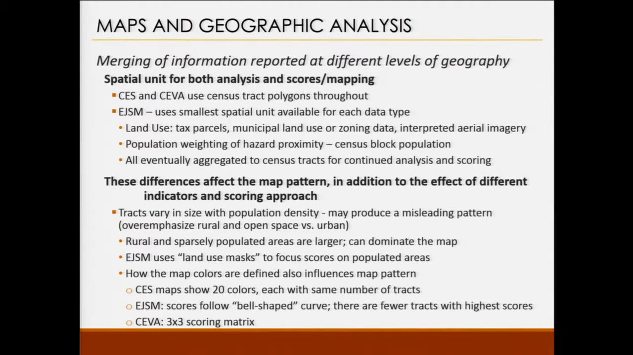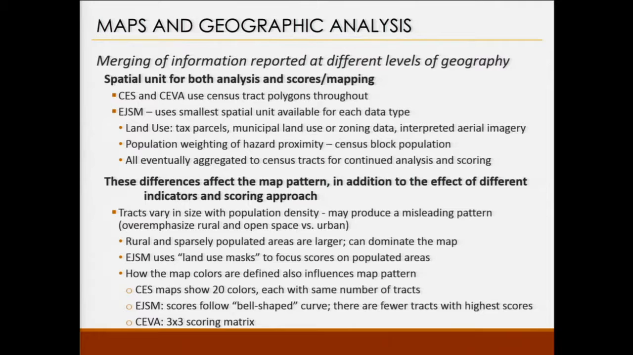There are also differences in the ways in which information that is derived from the metrics is merged in order to show it at different levels of geography. So this really starts with the spatial unit that's used for analysis and scoring and mapping among the three methods. For CES and for CEVA, they both use census tract polygons throughout their method of analysis and scoring and presentation of mapping, whereas with the EJ screening method, as Madeline has pointed out, we start out at a much more granular level using land use information. The type of land use information that we use varies depending on where in the state we are.